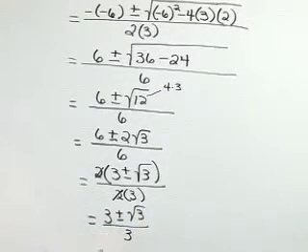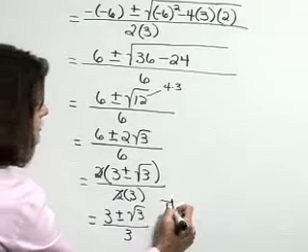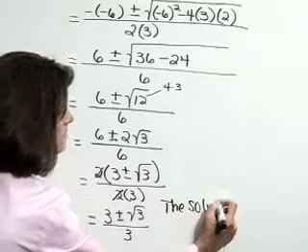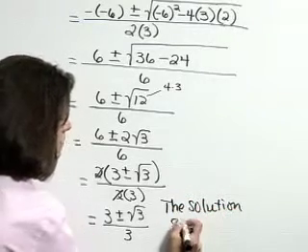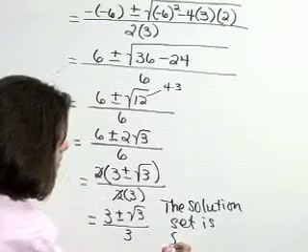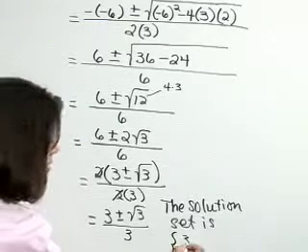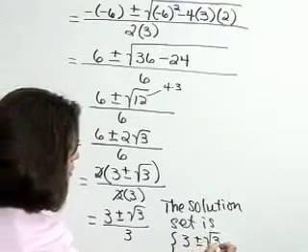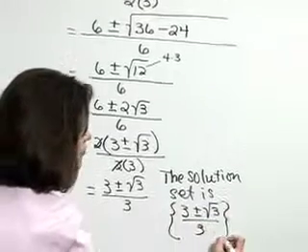Now stop there. Don't make the mistake of thinking that you can reduce further. We're done at this point. A check is going to verify that these solutions both do work, so let's summarize by saying the solution set is, using set notation, 3 plus or minus the square root of 3 all over 3.